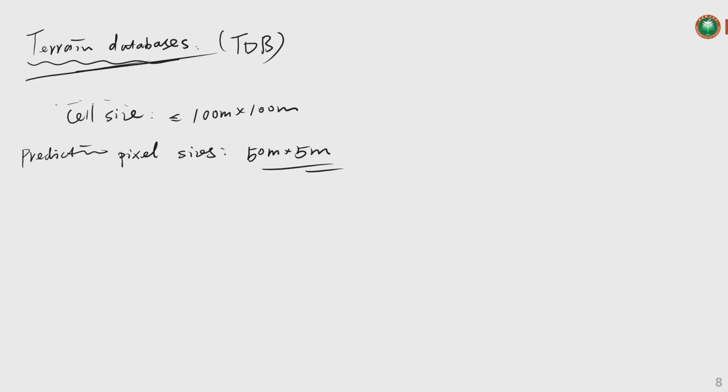So why do we choose such a small one for the analysis? This is commonly used. There are several considerations. The first one is definitely the resolution. This 50 by 50 square meter pixel size can provide a relatively high level of detail in the representation of the terrain, so a relatively high resolution for the characterization of the terrain, with enough details of the terrain.